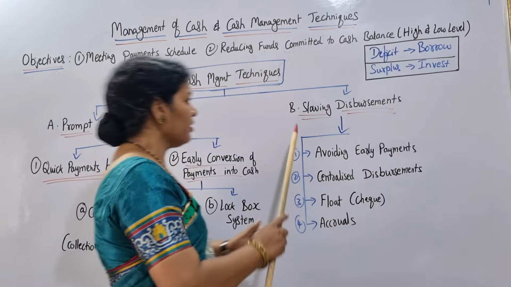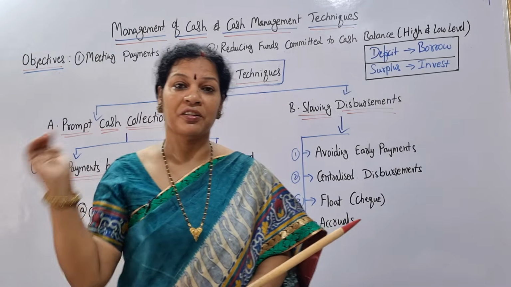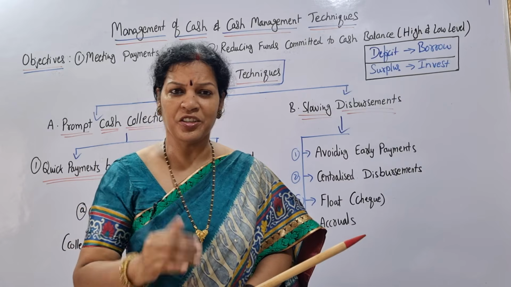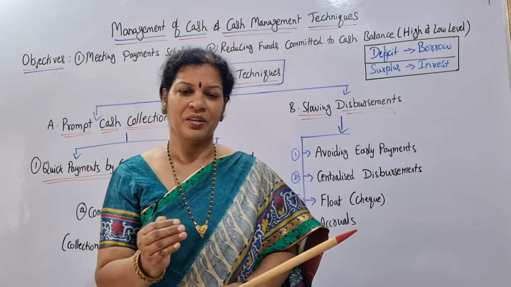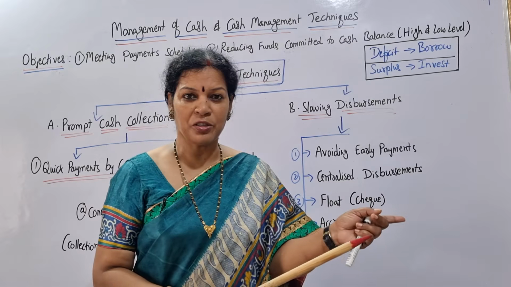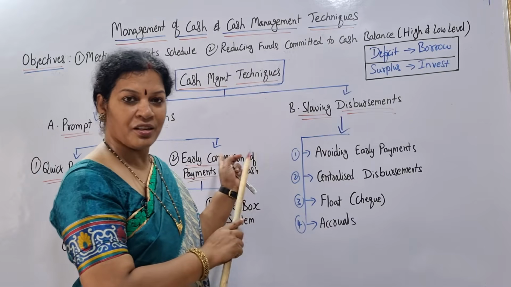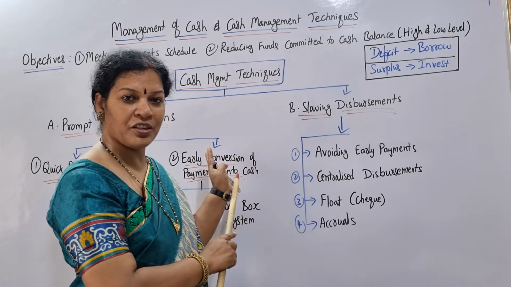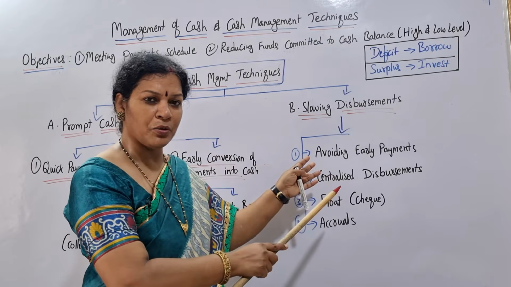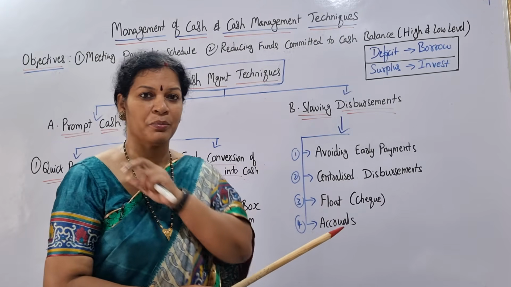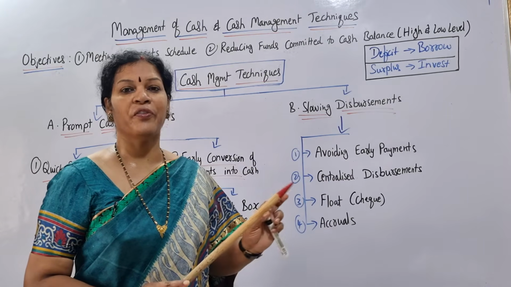Okay. The second one is slowing disbursement. When we have to make the payment, slow it. The disbursement must be slow. How can we slow it down? Collect promptly, but disburse slowly. If we widen the difference between cash collection and cash disbursement, collecting promptly and paying slowly, then our cash management system is 100% sure. It's perfect, you can say.